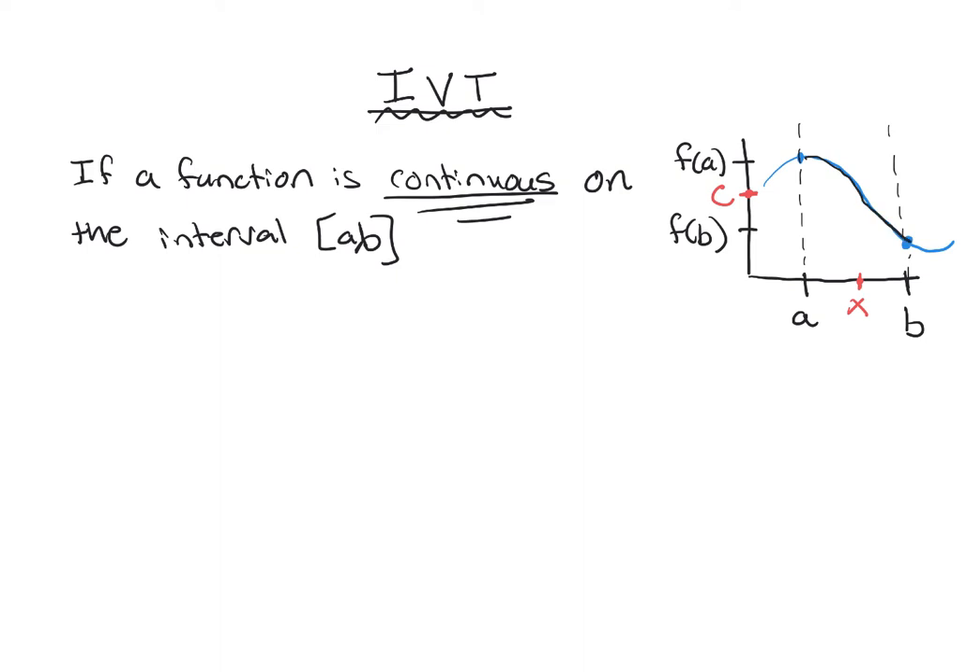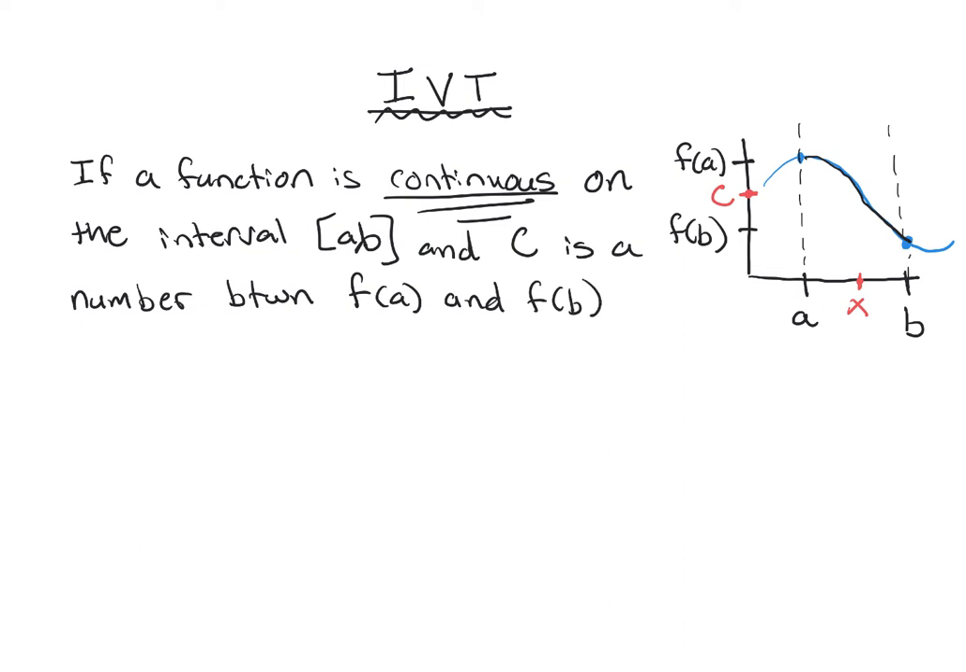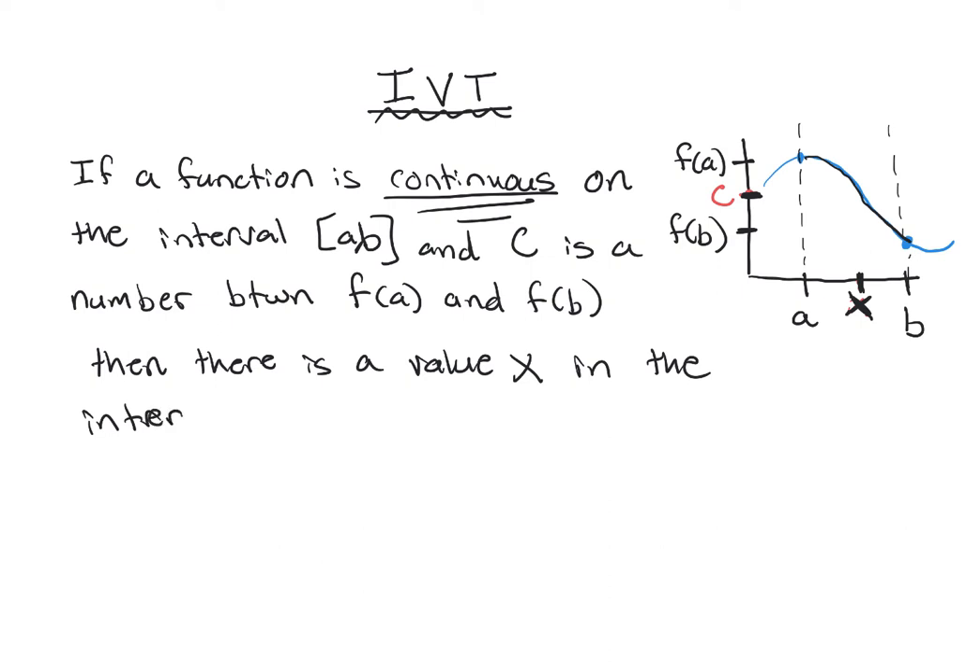So if it's continuous on the interval, and C is a number between f of A and f of B, those are my y values, f of A, f of B, and C is somewhere in between them, then there is a value x in the interval A to B such that f of x equals C.